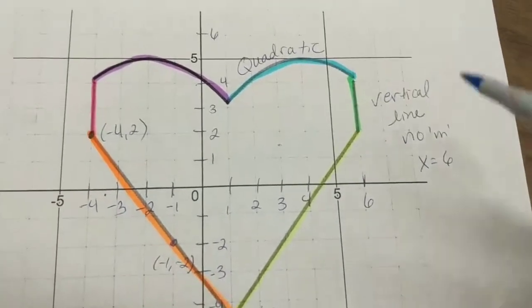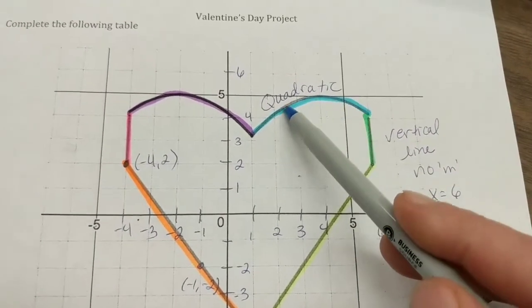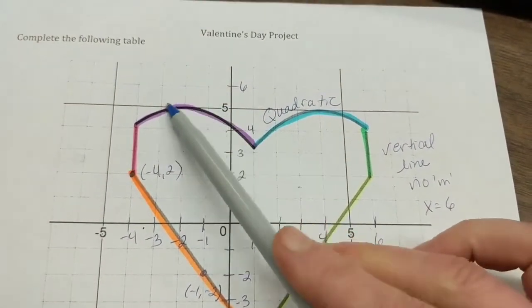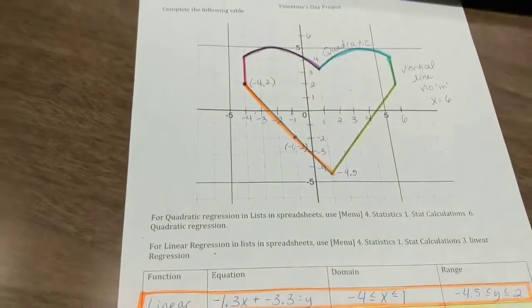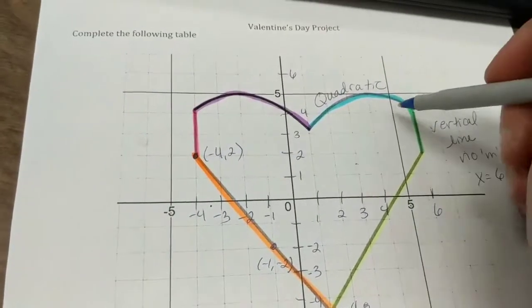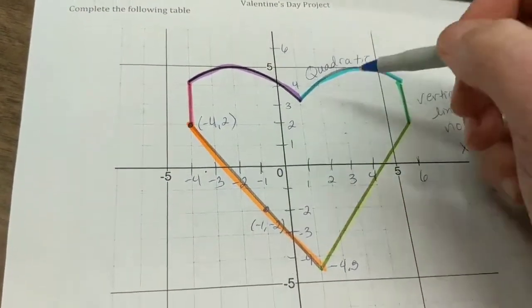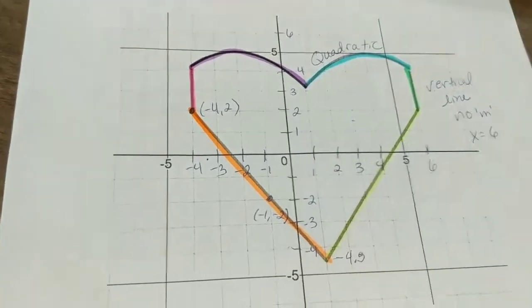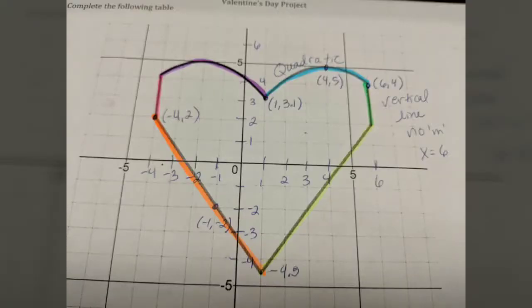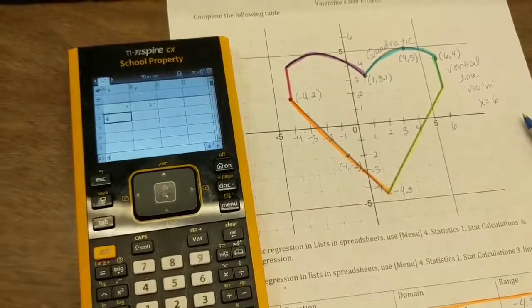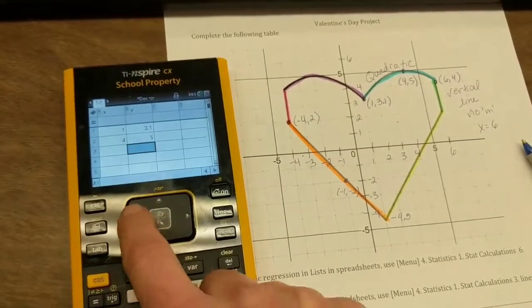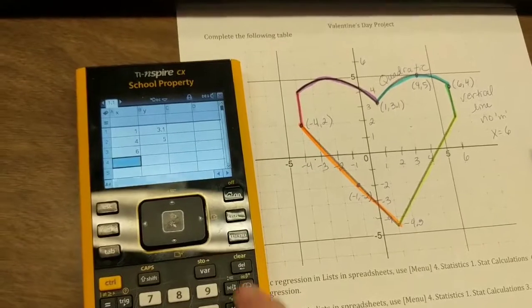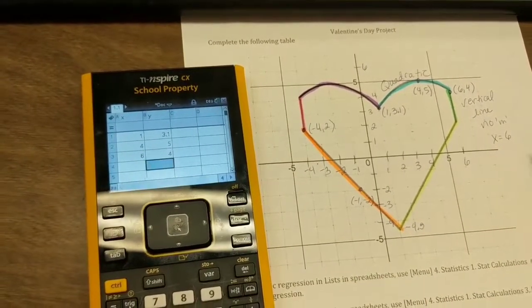Last but not least, we're going to look at these humps on the top of the heart. These are obviously curves, not lines. We're going to say for today that these are quadratic equations. So the key here is that you need not just 2 points like the line, but you're actually going to need 3. With those points, you're doing the exact same thing you did with the linear equation. We're going to use regression to get the formula.